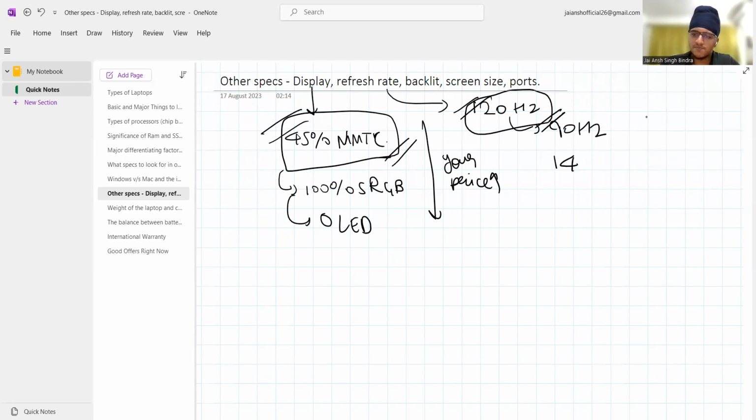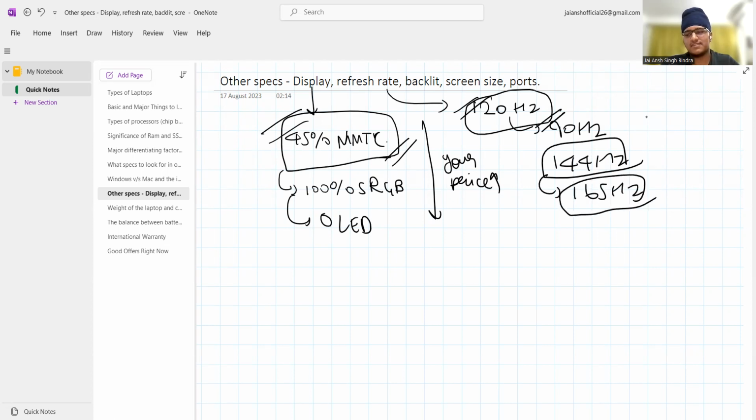For gaming laptops, 144 hertz should be good enough since they require it. 165 hertz is honestly just extra cash you're spending. So just go for a 144 hertz refresh rate.